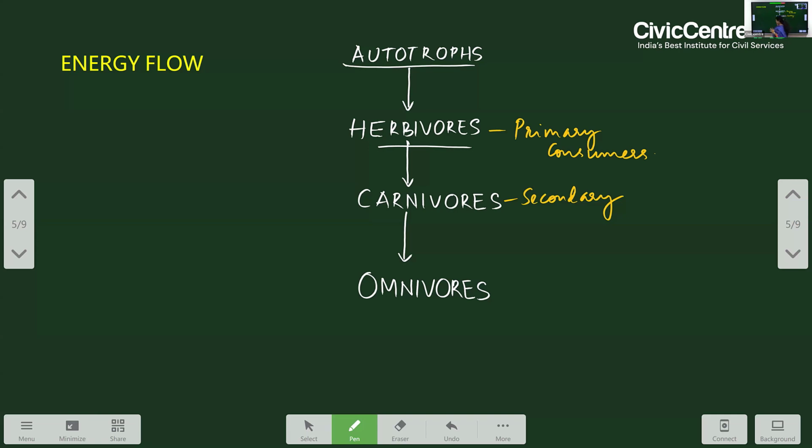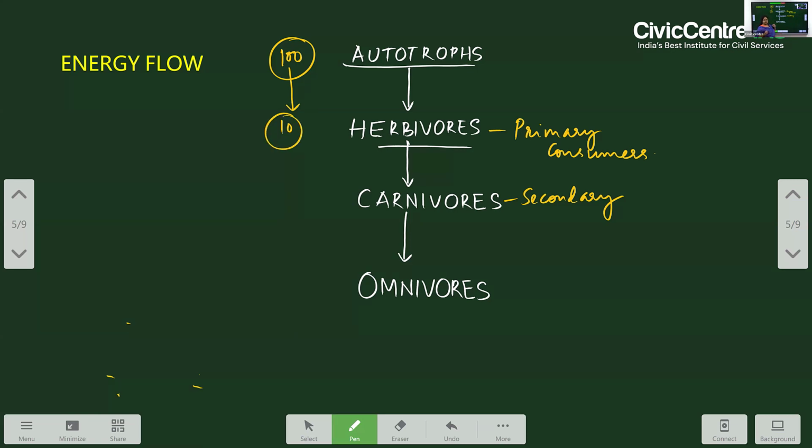So here, how does the energy flow through this food chain? Let's assume plants or the autotrophs produce 100 units of energy. What happens to that energy? The plants utilize the energy for themselves for the process of photosynthesis or transpiration and store only 10% of this energy with them. Now, when a herbivorous animal consumes this plant, only 10% of this energy is transferred to the next trophic level.